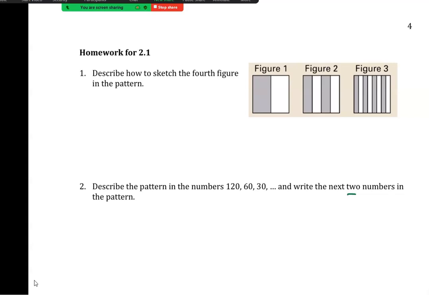So I took a rectangle and I divided it in half. So I divided it into 2. Then I divided it into 4. Then I divided it into 8ths. So I should now, if this is times 2 times 2 times 2, have 16ths. And I should have 8 dark and 8 white. So you don't need to draw it. You just need to describe how to sketch it.